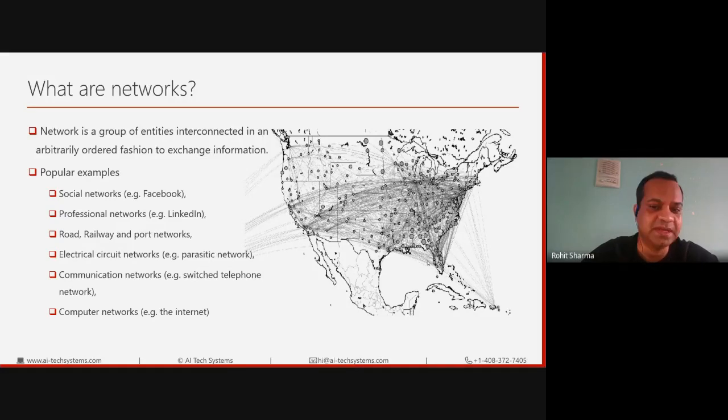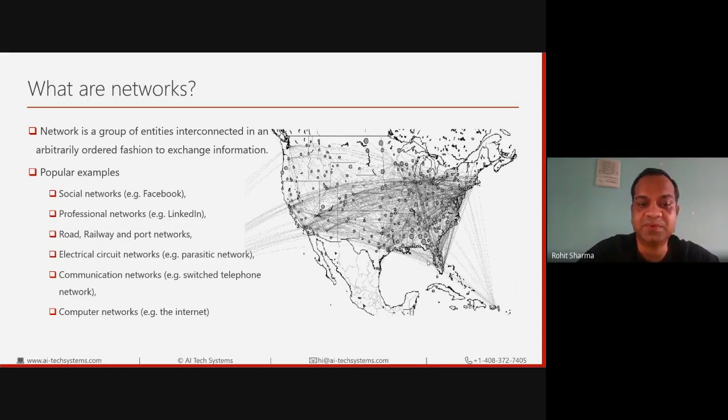So what are networks? Anything that is connected in an arbitrary fashion with a certain order with an intention to exchange information is essentially a network. And we are aware of quite a few around us. We all use Facebook. That's a social network. LinkedIn is a professional network. And then we have telephone lines, which are switched telephone networks, communication networks. We have electricity coming to our house. So it's a circuit network.